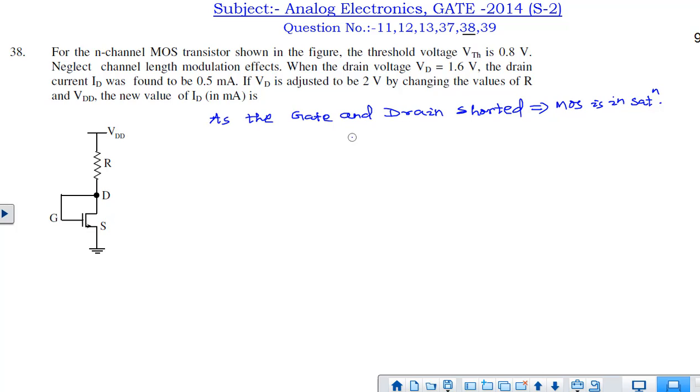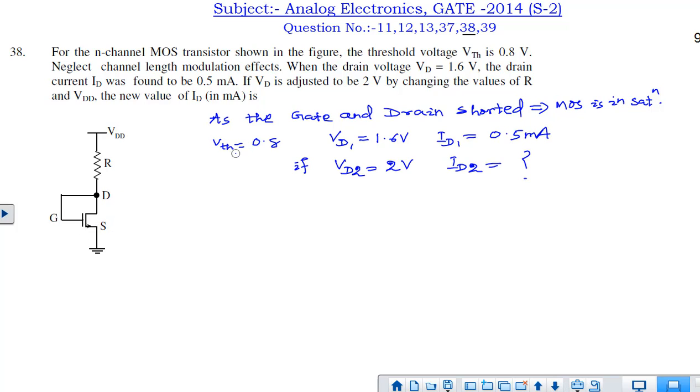So if you see in the circuit, as gate and drain are shorted, this transistor will always be in saturation region. Now what are the things given? Threshold voltage for the transistor is given 0.8 volt. VD1 is 1.6 volt. For that, the ID1 current is 0.5 milliampere. If the drain voltage changes to 2 volt, then what is the new ID current? That we have to find out.